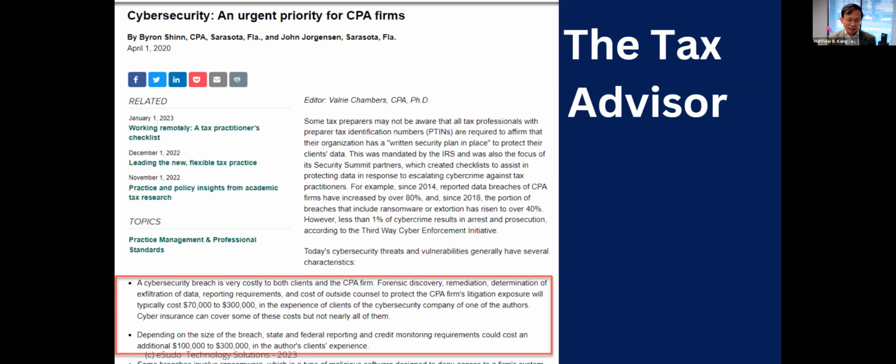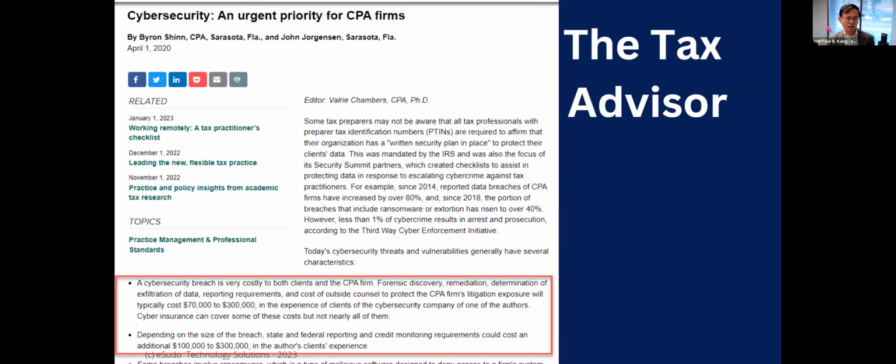Now, after you do the forensics, the additional costs, the state and federal government, and credit monitoring requirements could cost you an additional $100,000 to $300,000 to provide ongoing services to manage your breach.